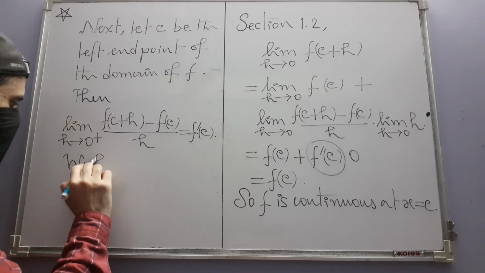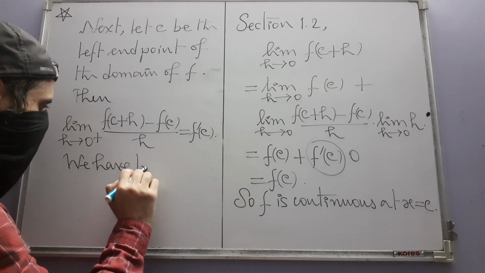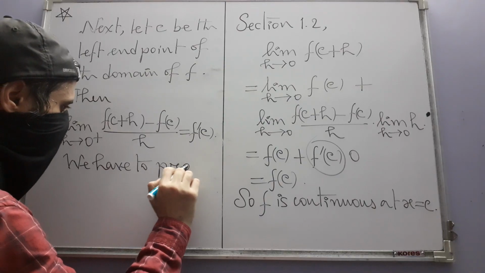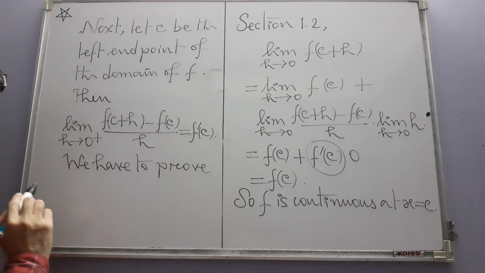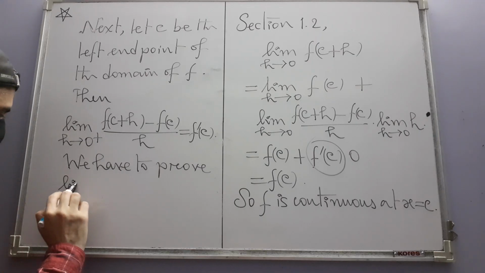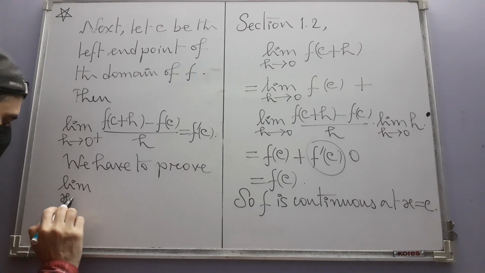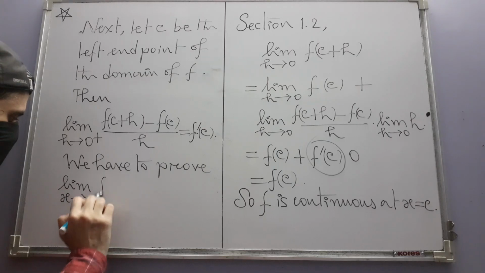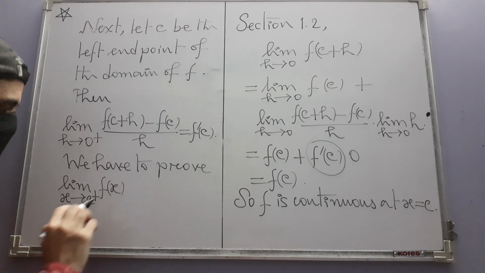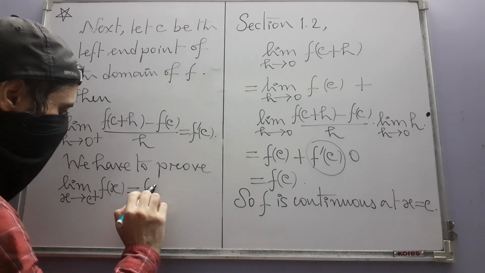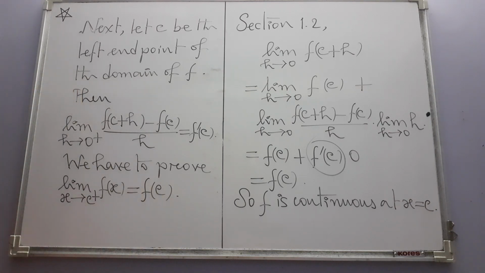We have to prove that f is continuous at c, which in this case means that the right hand limit of the function at c is equal to the value of the function at c.